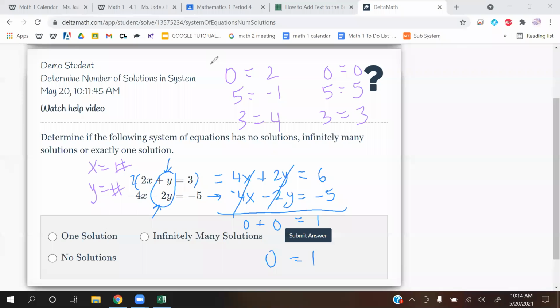And that is a straight up lie. So we have no solutions. 0 is not equal to 1. So you just can't have that. Are there any questions on this problem?